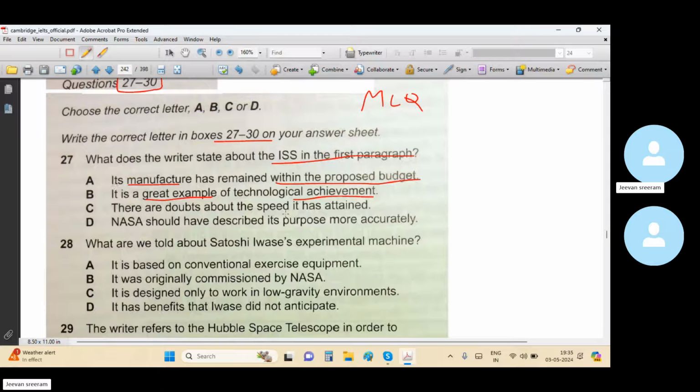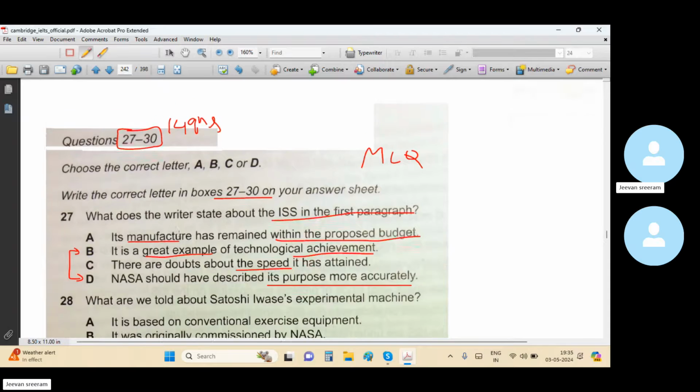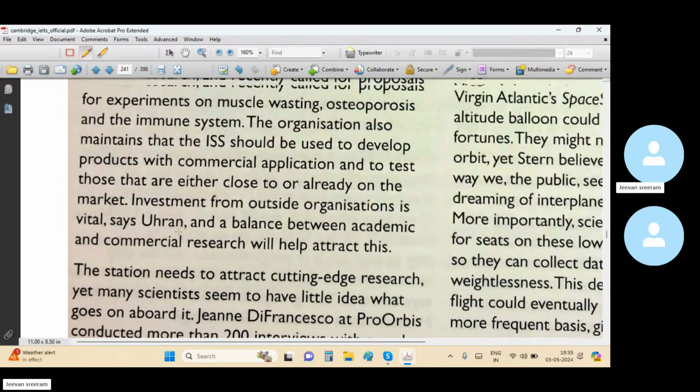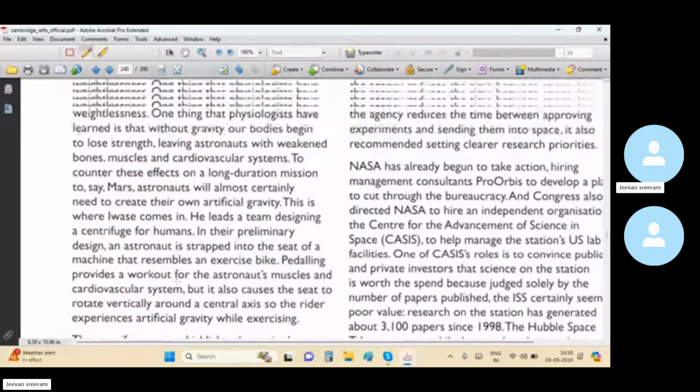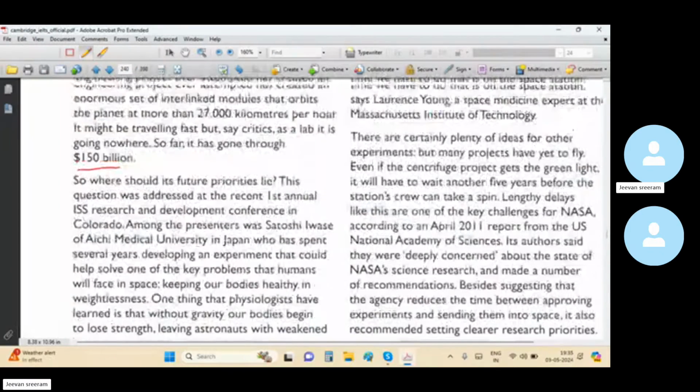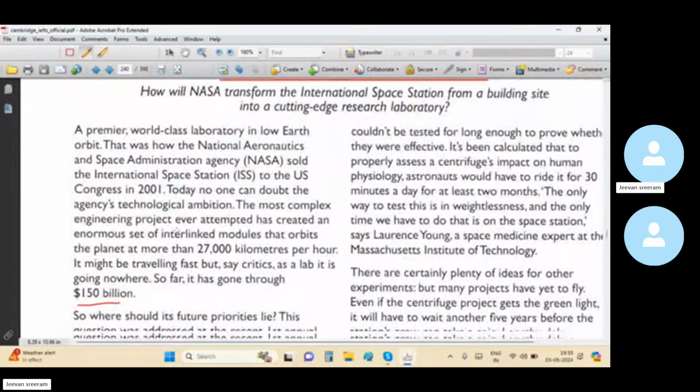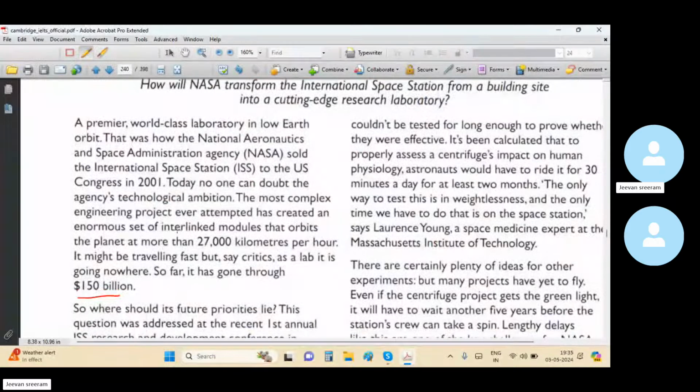So there are doubts about the speed it has attained. Okay, the first paragraph is all about speed. Let's see. NASA should have described its purpose more accurately. Yeah, most students are definitely confused between B and D. I know. Okay, let's see which would be the correct option. Let me show you the proof lines, or let's understand the first paragraph again if necessary.